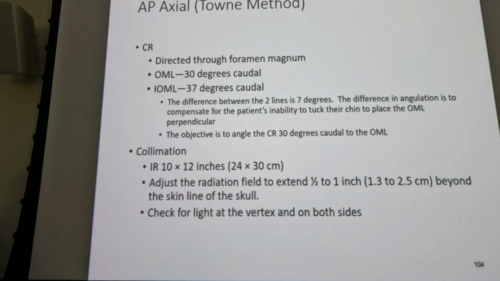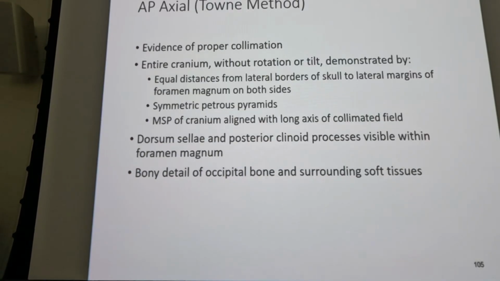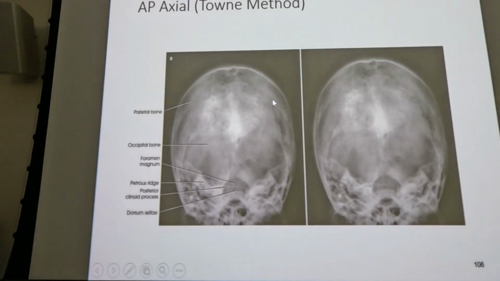What you're looking for is the occipital bone, with the central ray passing through the foramen magnum. So those are the things you're going to be looking for. AP axial, foramen magnum, occipital bone, caudal angulation all imply the Towne method. What you're not going to see on the Towne is orbits.